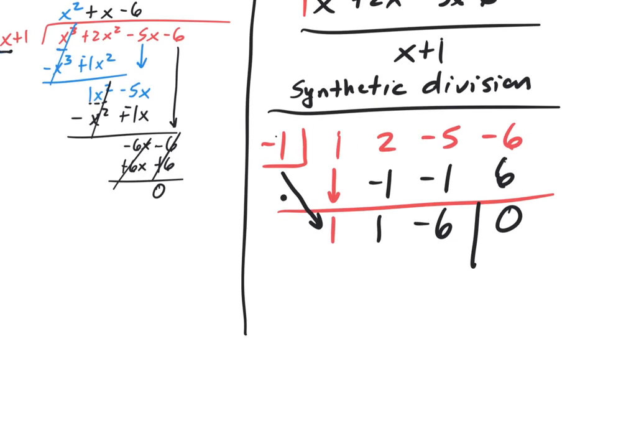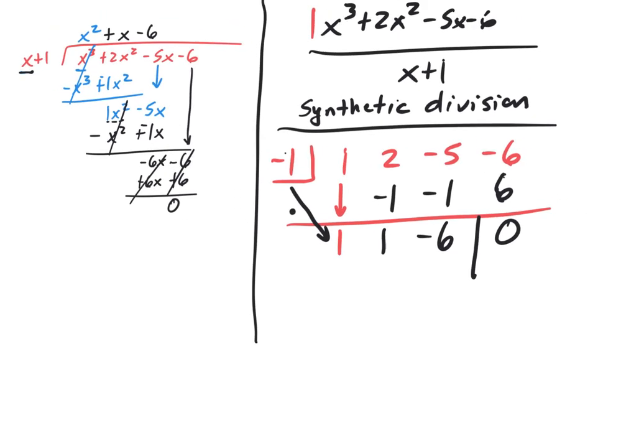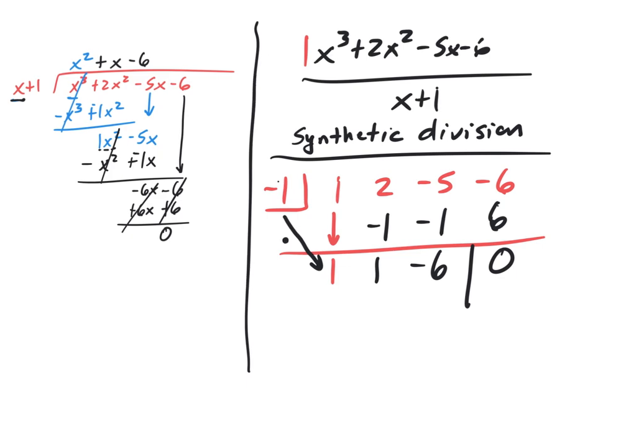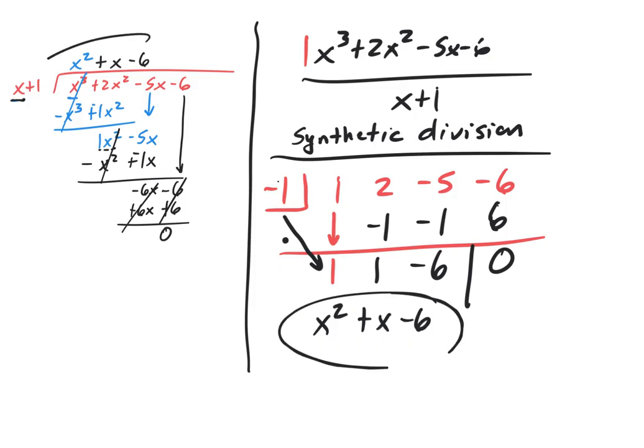So when I write this answer as a polynomial, we're always going to drop it down a degree. So my original polynomial had a degree of 3. So now we're going to start with a degree of 2, 1 less, right? And we're going to go 1x squared. You don't necessarily need to put the 1 there. Plus 1x, or just x, minus 6. And that's our quotient. And that's the same quotient we got over there.